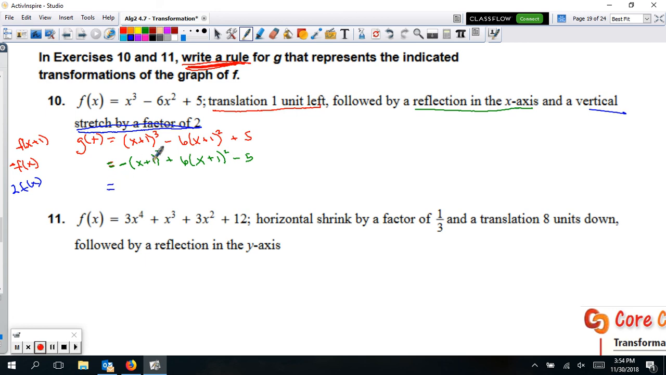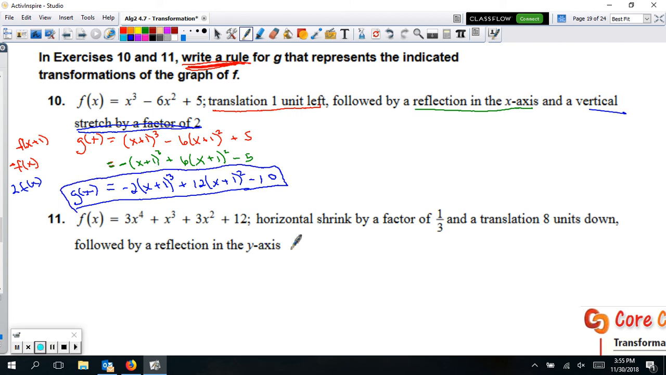So now if I multiply the outside by 2, negative times 2 would be negative 2 in front of this one, x plus 1 to the 3rd power. 6 times 2 on this one is 12, so 12, and then x plus 1 to the 2nd power. And then negative 5 times 2 is negative 10. So there's our final g of x answer. That's what we're trying to get to for the final answer here. That's the final rule after we did the last one.